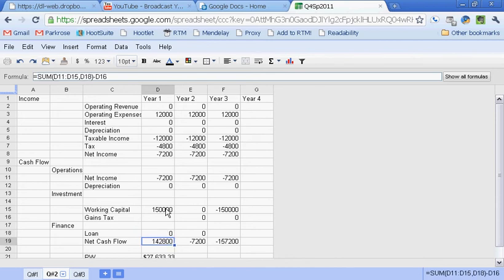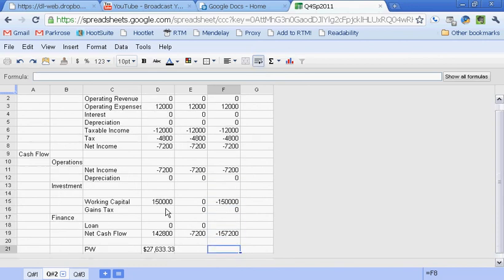And so in the first year you hire Rod, you have a net cash inflow of $142,800. In the second year, the only thing that's happening is Rod's salary, and so you have a net cash outflow of $7,200. And then in the year that he gets fired, goes on to be an engineer, you have a net cash outflow of $157,200. Some of that is you having to have more cash tied up in accounts receivable. Some is the last set of wages that you're paying to Rod.